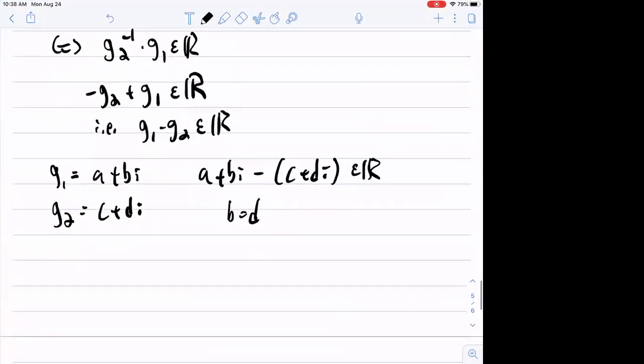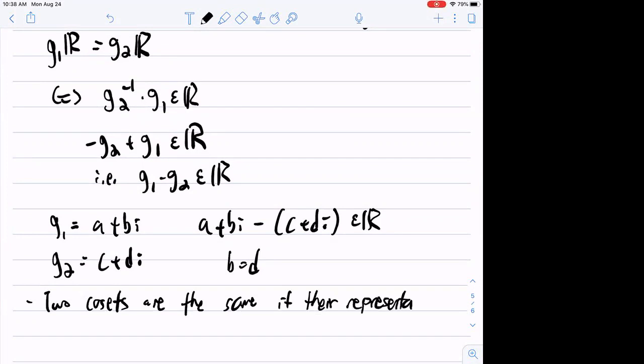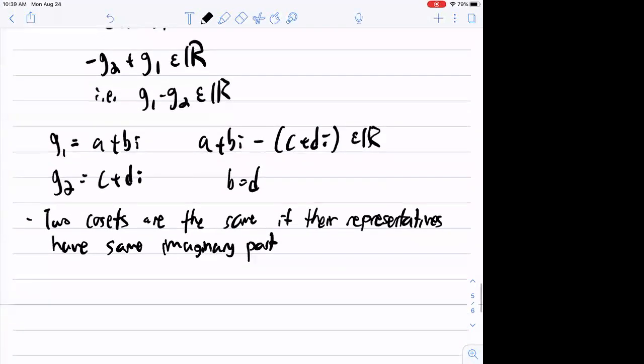Okay, but then we're done, right? So two cosets are the same if the representatives have the same imaginary part, right? But then you're done, right? Because the elements iR, 2iR are all different, right? Because they have different imaginary parts.